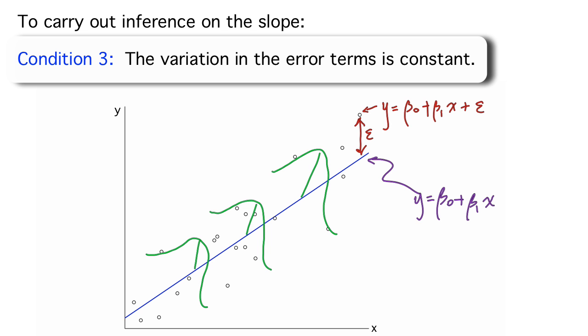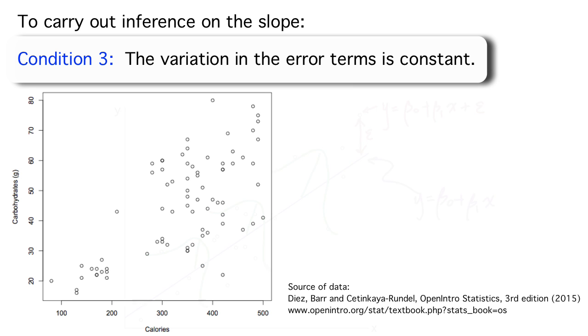A typical violation of this condition looks like variability that increases or decreases with x. Here's an example with increasing variance. This plot shows data collected from the nutritional information for 77 food items that were sold at Starbucks in the US in 2011. At that time, the display in Starbucks restaurants listed just the calories and not the other nutritional information. We're interested in learning whether the calorie count is a good predictor of the amount of carbohydrates in the food items.